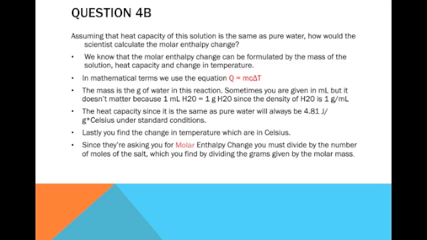But since they're asking you for molar enthalpy change, you're going to need to divide this by moles of the salt. In an actual problem, it'll probably give you grams of this salt. What you want to do is multiply it by molar mass, and you'll get the moles, and that's how you can divide it. And your units will end up being joules per mole.